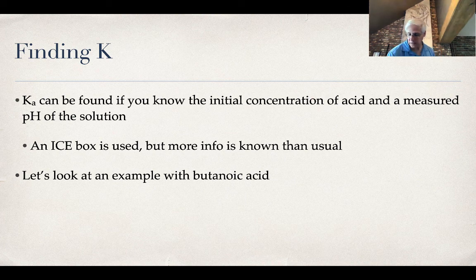Now we can go back the other direction as well. If we know the concentration of an acid, maybe it's an unknown acid, maybe we don't know what the acid is, but we know its concentration because we knew its molar mass from other studies we can do. We can make a solution of it and measure that solution's pH. So if I know the concentration of the acid and the pH of that solution, it turns out I can find the Ka of that acid as well.